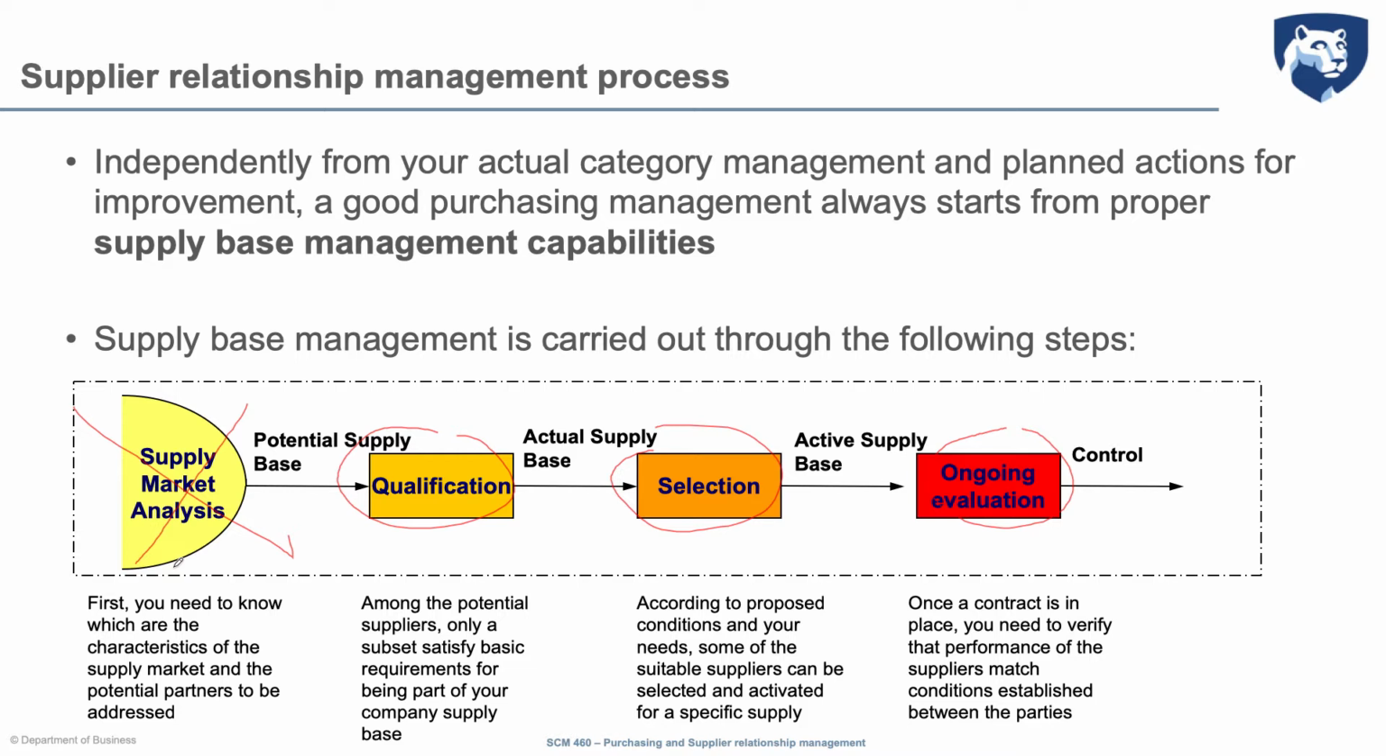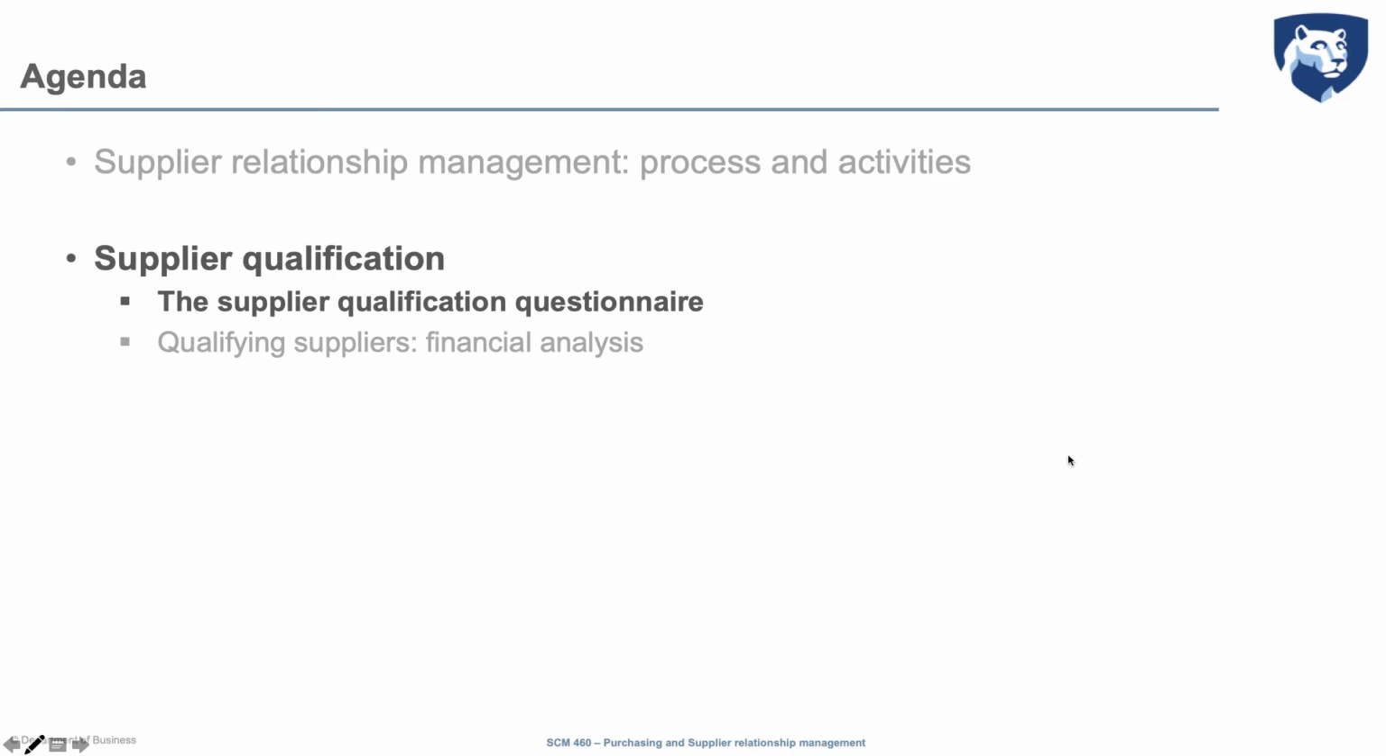So for the sake of simplicity, the first step, how to analyze and the tools to analyze the supply market, are excluded, because it's not a typical purchasing tool. Supply market analysis is present also in marketing research, market analysis, customer market analysis. So as it is more valuable from a purchasing perspective, we focus on qualification, selection, and ongoing evaluation, which are typical of the purchasing department. So let's start from supplier qualification.